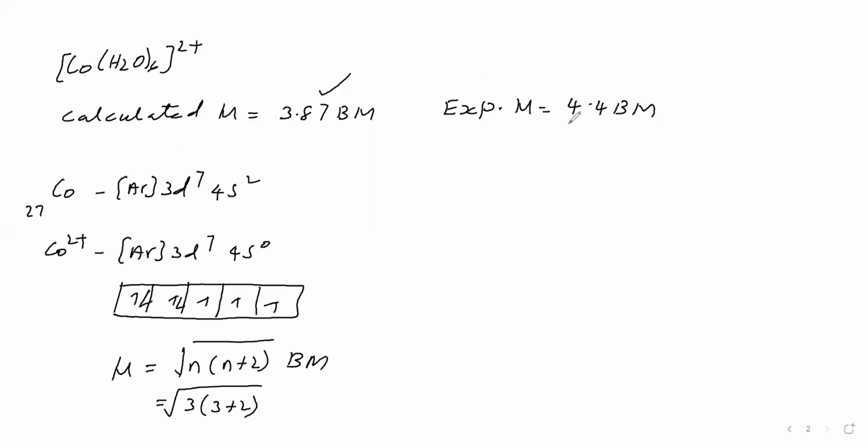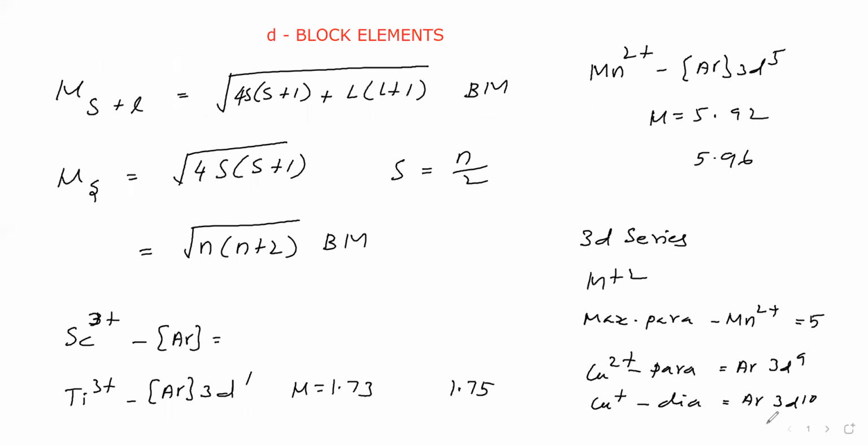Why does the experimental value show higher than this? What is the reason? We will see the formula of magnetic moment. The magnetic moment is equal to the square root of 4S into S plus 1, plus L into L plus 1. This S is the total spin, that means the spin contribution of the magnetic moment. This L indicates the orbital contribution of the magnetic moment.